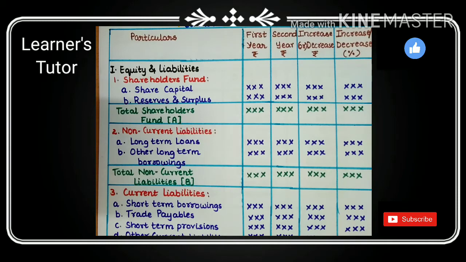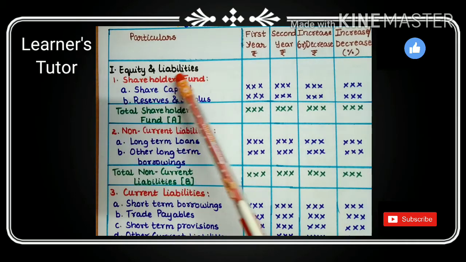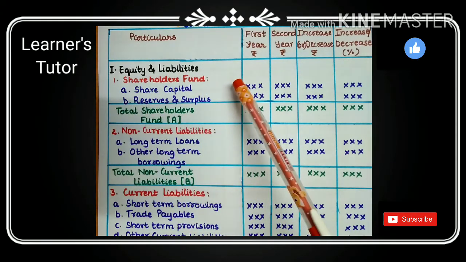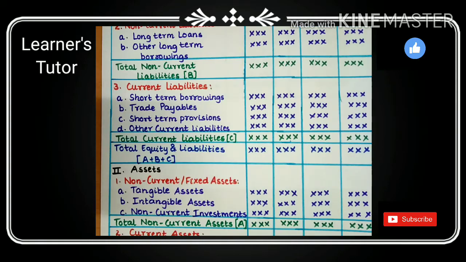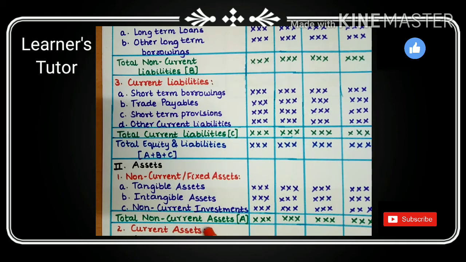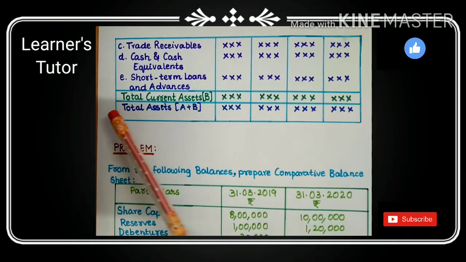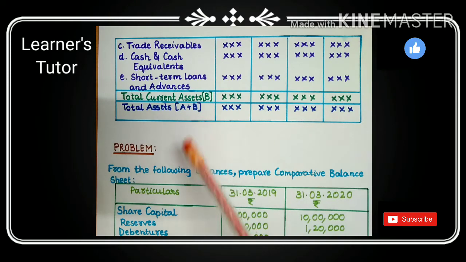We have 5 columns: particulars, first year, second year, increase or decrease, percentage, equity and liability. Under that we have shareholders fund, non-current liabilities and current liabilities. Will give me total equity and liabilities, A plus B plus C. Assets, we have 2 types under that: non-current assets, that is also known as fixed assets, and current assets. Total assets is A plus B, that is current assets plus non-current assets.